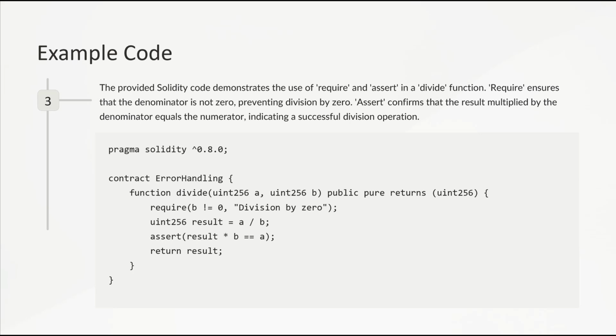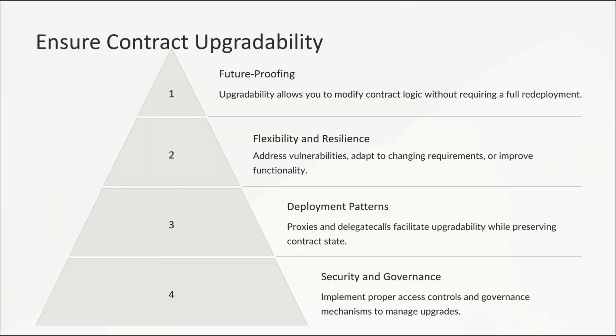The provided Solidity code demonstrates the use of require and assert in a divide function. Require here ensures that the denominator is not 0, preventing division by 0. Assert confirms that the result multiplied by the denominator equals the numerator, indicating a successful division operation.